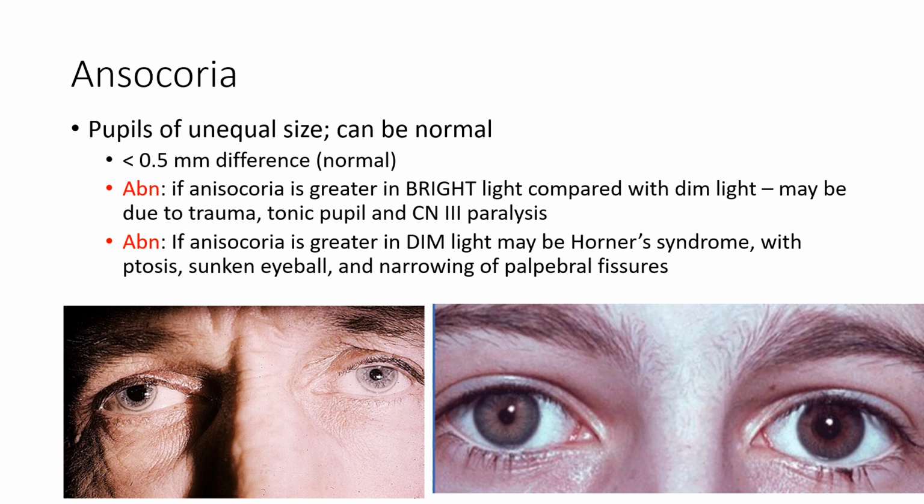So, anisocoria, excuse me, are pupils of unequal size. Now, if it's less than a 0.5 millimeter difference, that can be expected. But if it's greater and in bright light compared to dim light, can be related to some trauma there. If it's greater in dim light, there can be some other impacts or reasons why. But it all begins with using your penlight to see the size of the pupil and making sure both pupils are equal, round, the same.